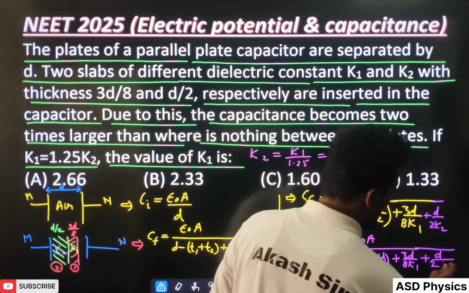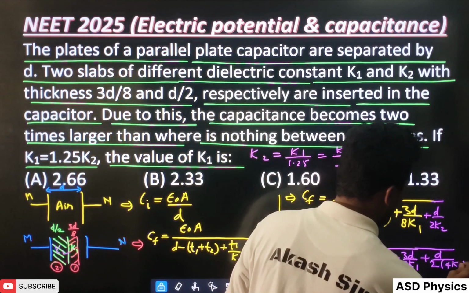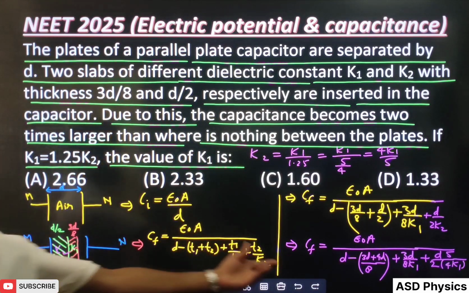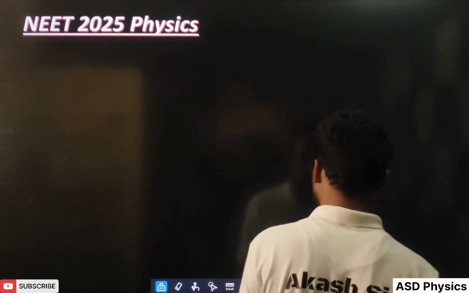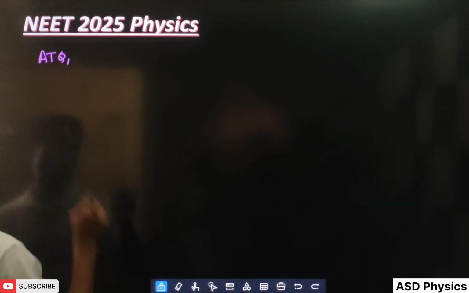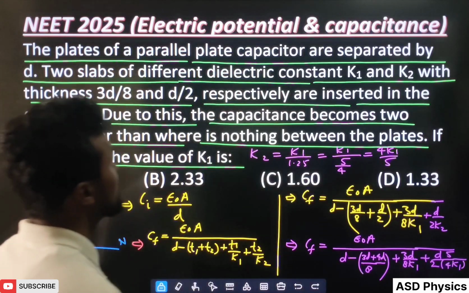So here I am writing, this is 4 K1 and 5 will go up, because I have to find out K1 now. So this thing we have got. Now after that, according to the question, what is given here? Kindly see here very well.